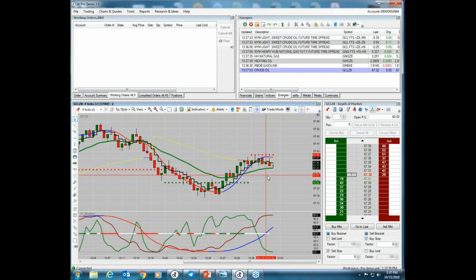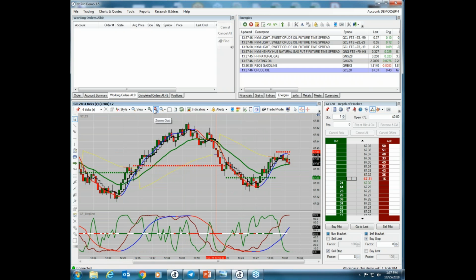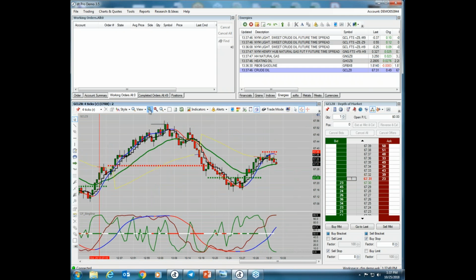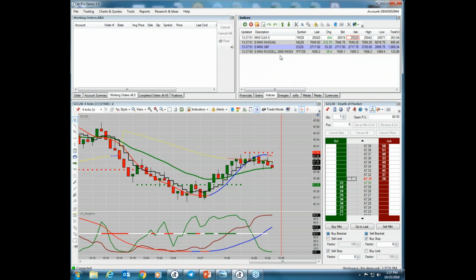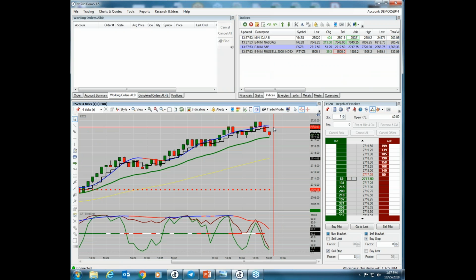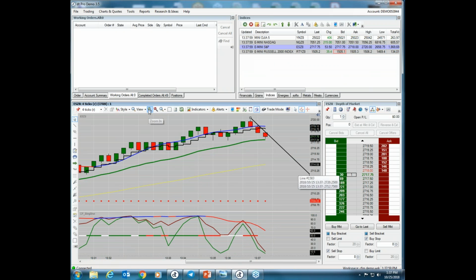Okay. Going back to the crude oil, kind of just laboring here. It doesn't surprise me because we have dynamic resistance and we are in a bigger chop fest here. All right. Let me go back to the crazy S&P because that's the one that's actually moving. Good time to cover this right now.